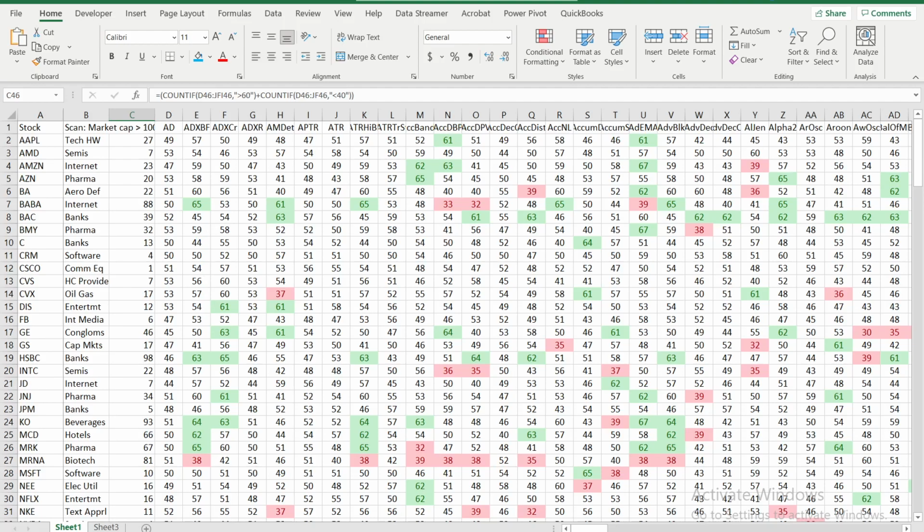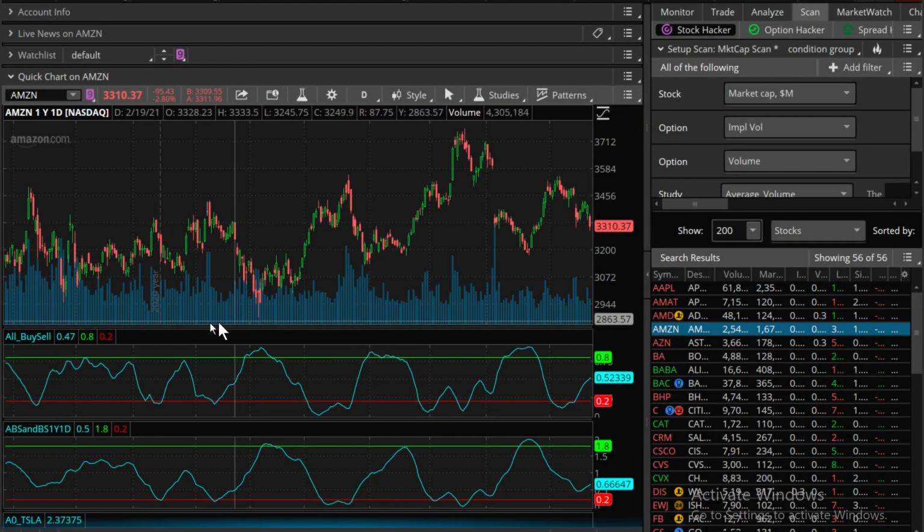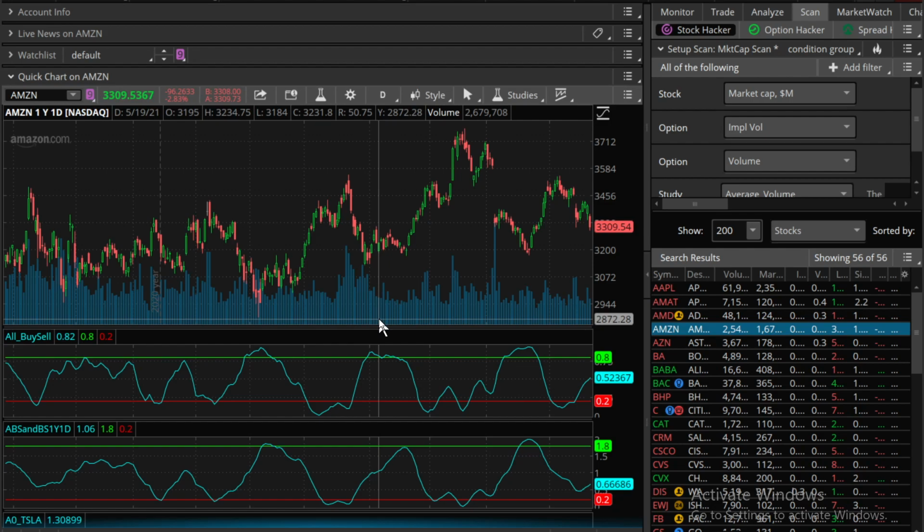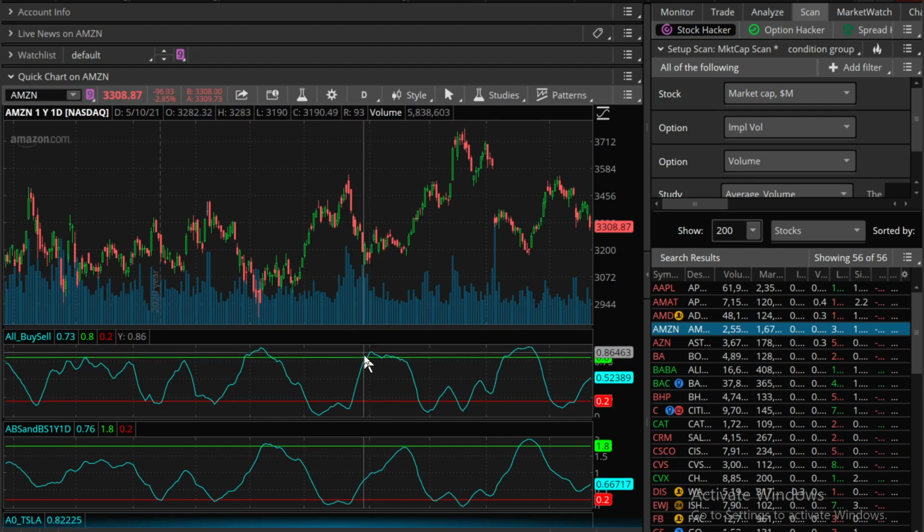So what we're going to go through is my basic algorithm here. It takes a lot of the studies that are in ThinkOrSwim, and I chose the best 20 or 30 of them and created one basic algorithm. It seemed to work pretty good. So for Amazon here, anything above this green line would be a buy.